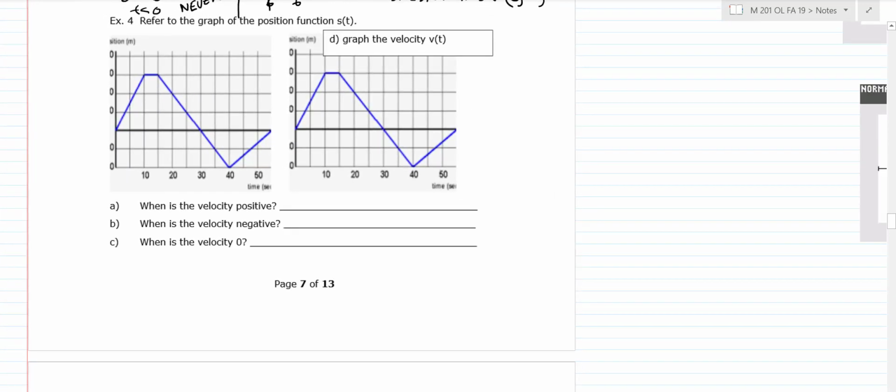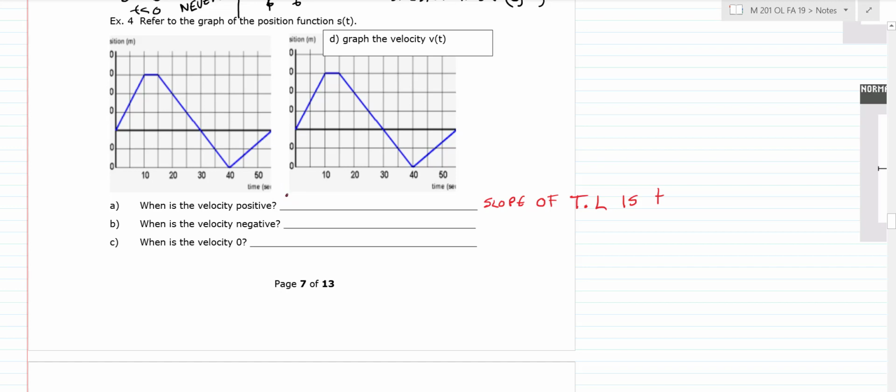So these are just graphs now, and we're going to answer some questions about this. We're also going to graph the velocity. Basically the velocity is positive when the slope of the tangent line is positive. So this would be a position function right here. That's a position function. The slope of the tangent line would be positive from 0 to 10.